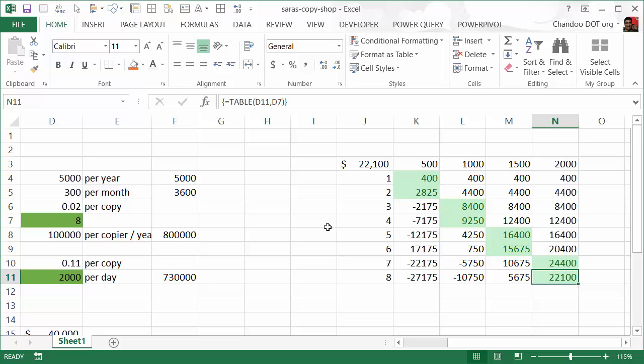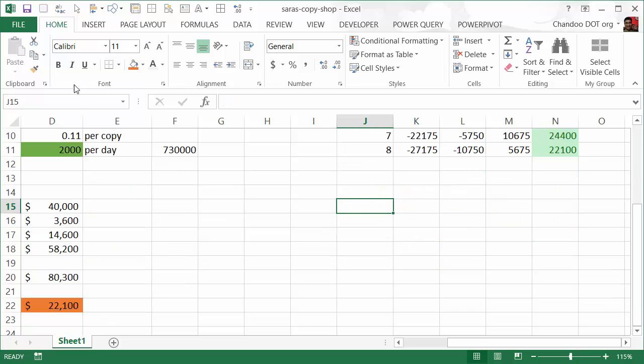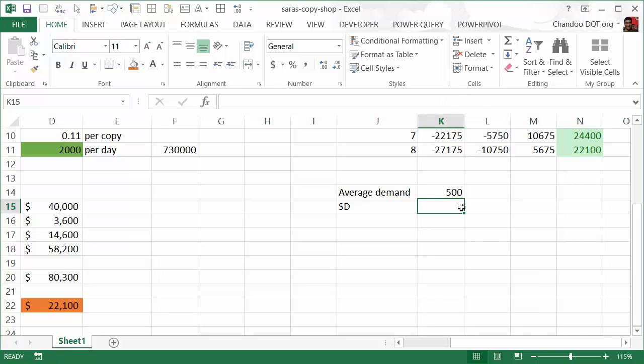So in this case, what you can also do is, let me save this first. What you can also do is, instead of having a fixed number for demand like 2000 or 300 or 700 copies per day, you can bring in two variables: average demand and standard deviation for the demand. So you can say on average we are expecting the demand to be 500, but there is a standard deviation of around 25 copies per day.